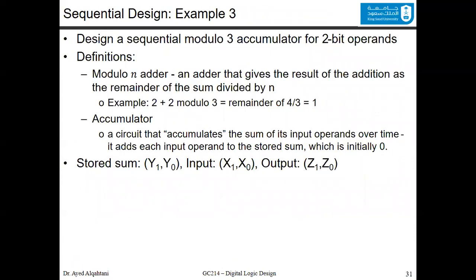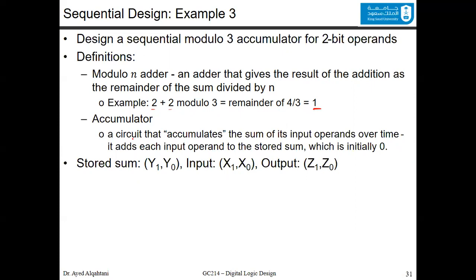Now, this is another example. If you were asked to design a sequential modulo 3 accumulator for 2 bits, meaning you add and then you calculate the modulo. The definition: a modulo n adder is an adder that gives the result of the addition as the remainder of the sum divided by n. Meaning, if you add 2 plus 2, the result is equal to 4. Modulo 3 is going to be 1.